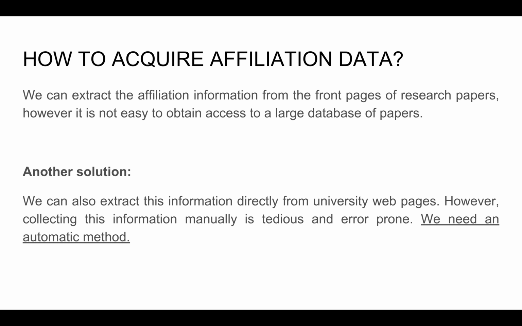We may be able to extract this affiliation information from the front pages of research papers. However, it is not always easy to obtain access to a large database of papers. Another solution is extracting this information directly from university web pages. However, collecting this information manually is tedious and error-prone. Therefore, we need an automatic method.